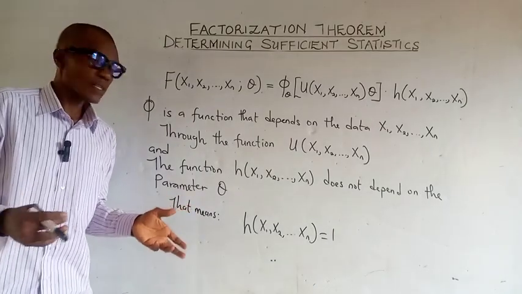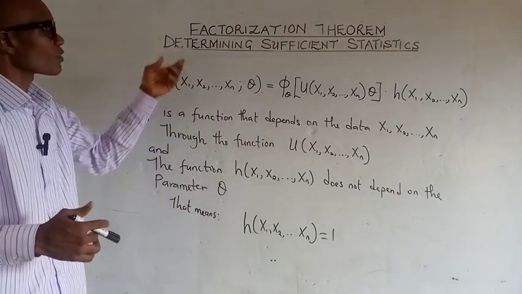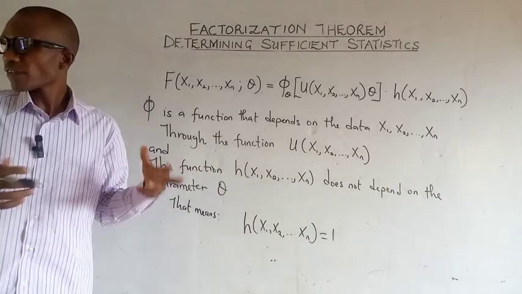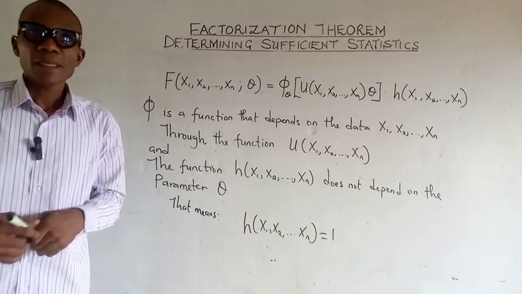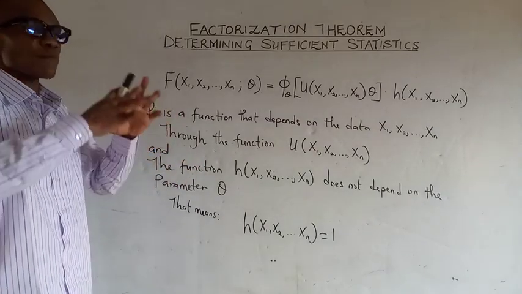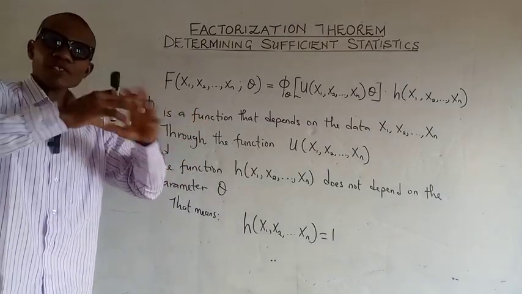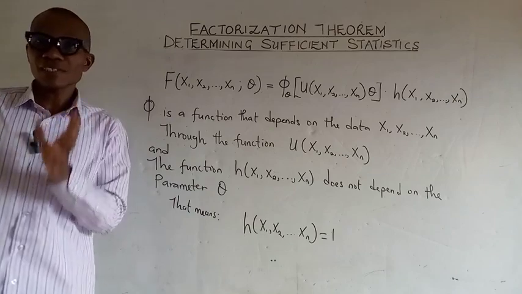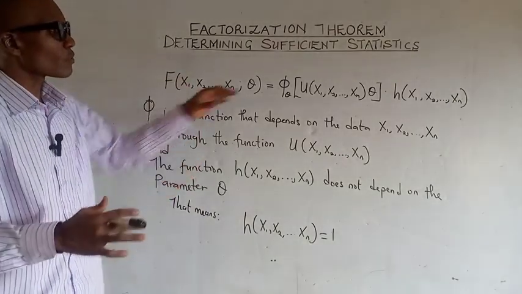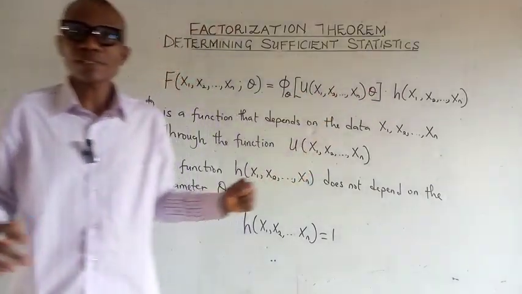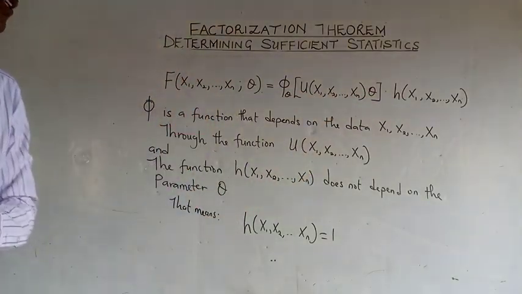But you may ask, how can we compute the factorization theorem of any distribution? How can we do that? It's simply just to take the products. That means you factor out any distribution that is given. Once you factor it out into two distinct components, then you get your answer.